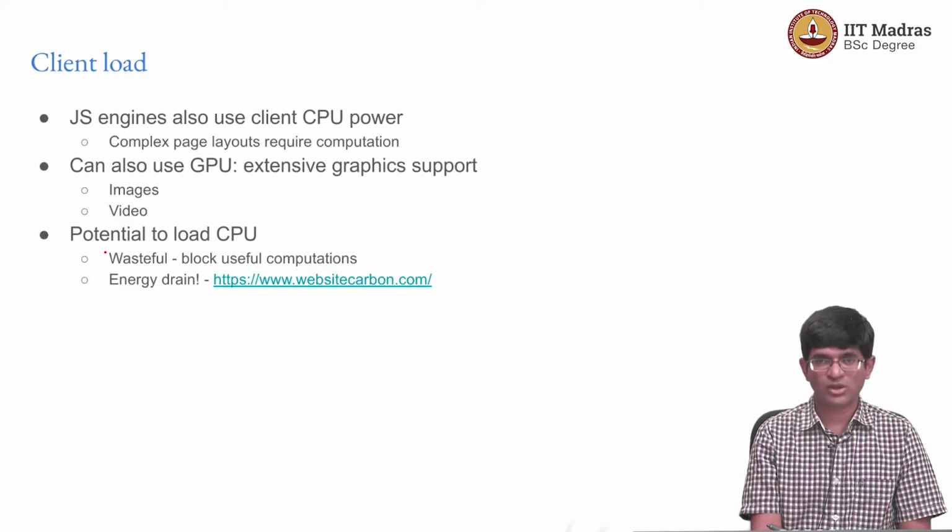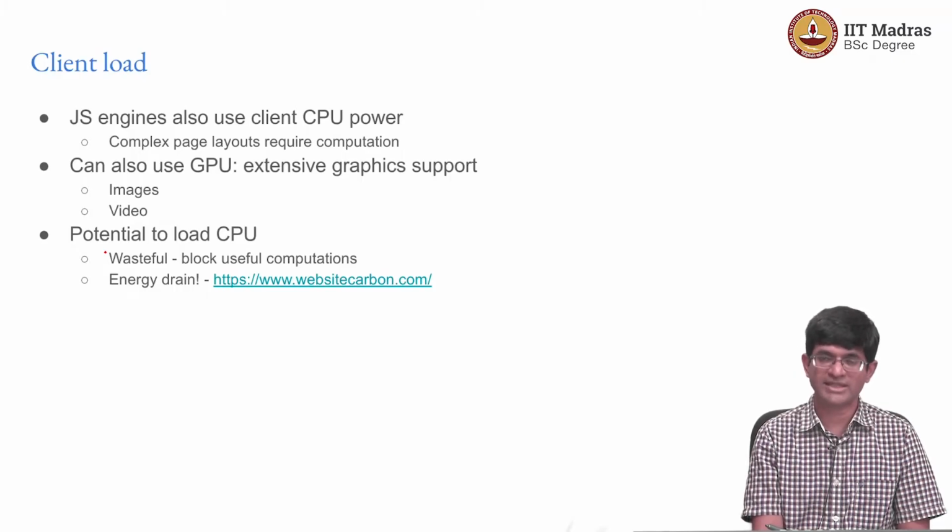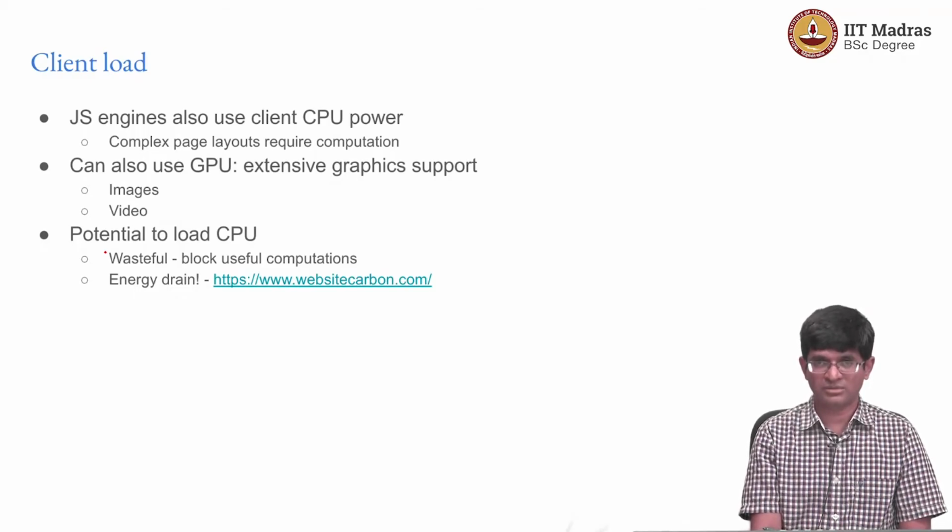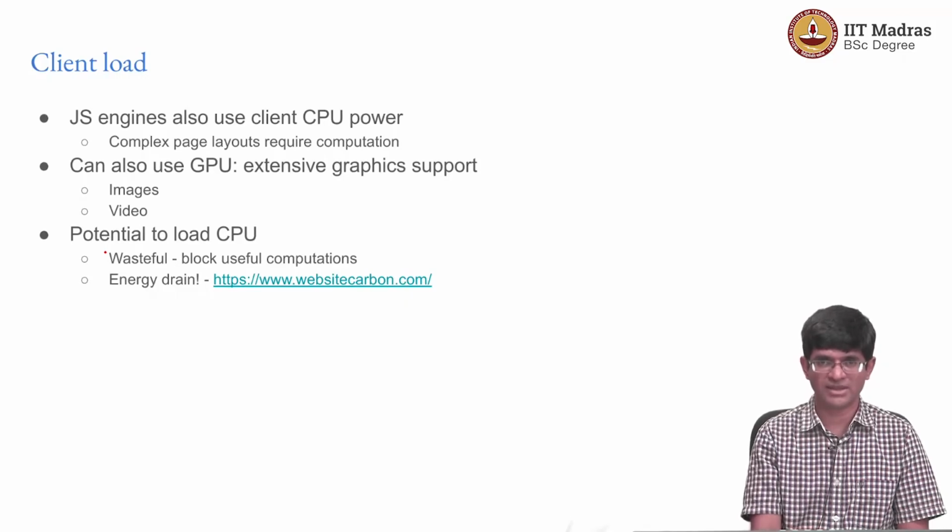Many JavaScript engines also allow you to make use of the graphics processing unit, right? They have extensive graphics support, especially when you want to render images or let's say play video directly inside a web page, right? All this in turn means that you are actually loading the client-side CPU. And in the worst case, it is even possible to get it to the point where you are blocking useful computation. In fact, there are certain sites that can cause your browser and in fact your entire system to hang, right, just by running JavaScript code.